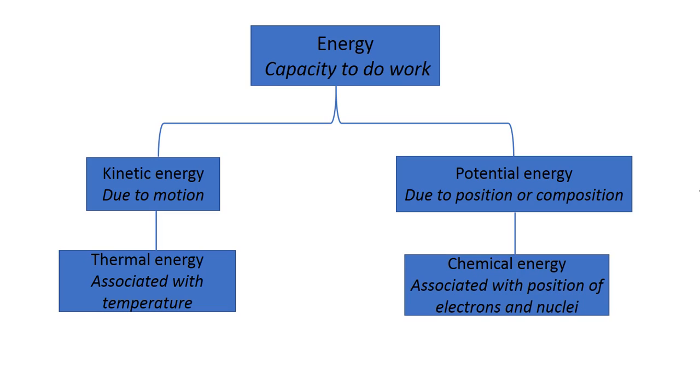Energy is divided into two major divisions, and the divisions are kinetic energy. Kinetic energy is energy due to motion. And then we have potential energy. This is energy due to position or composition of a substance. Kinetic energy goes further. We have different types of kinetic energies, but one of them is thermal energy.